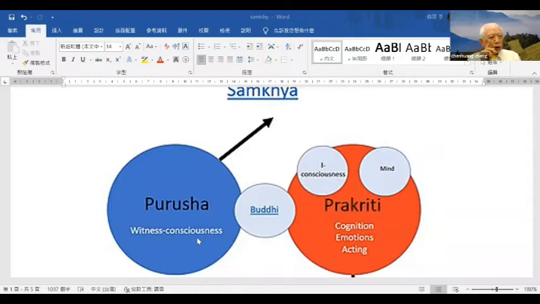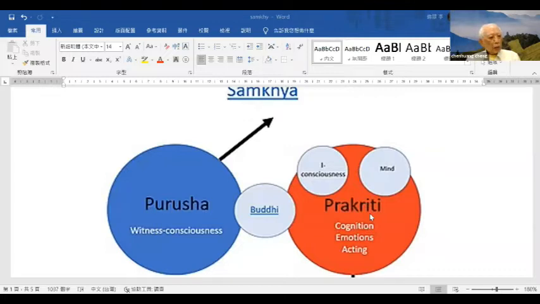Our spirit means that we have the energy, or we have the potential to know something, or to conceive something, to perceive something, or to think about something. This is the consciousness, witness consciousness. This is the spiritual principle. And then we have another principle that is called Prakriti.